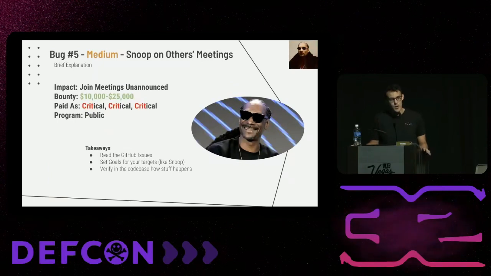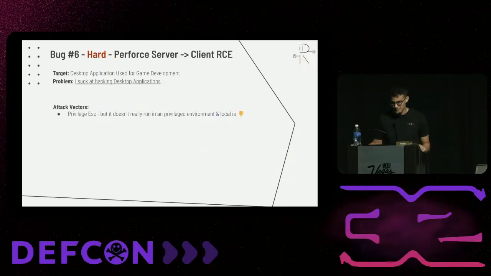So takeaways from this one: reading the GitHub issues can have massive dividends, especially anything related to security or privacy. Set goals for your target, like being able to snoop on meetings, and then verify in the code base how this works, especially on the client side.